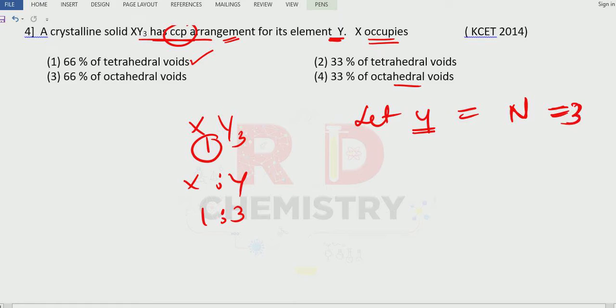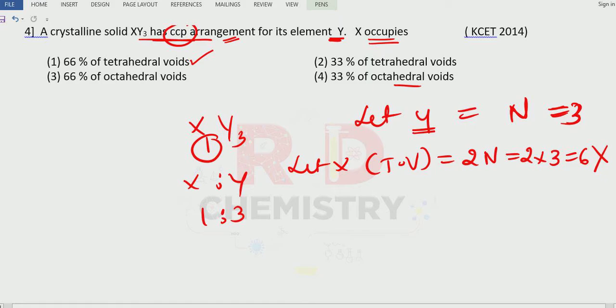Now let me take tetrahedral voids. Let X be in the tetrahedral voids. If X is in the tetrahedral voids, I should get double, 2N, so it should be 2 into 3, which is equal to 6. But X is equal to 1 here. That means it should have been 6, but 6 is not occupied. So 6 into 1 by 6; that means 1 by 6th of the tetrahedral voids are occupied by X.